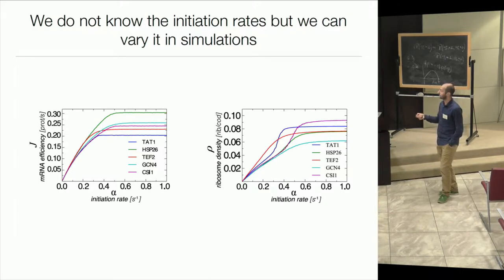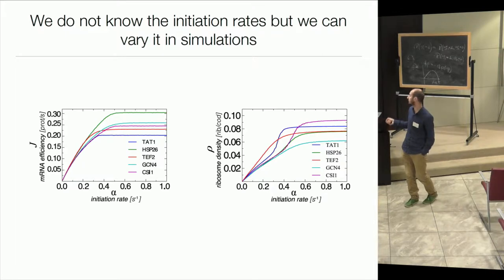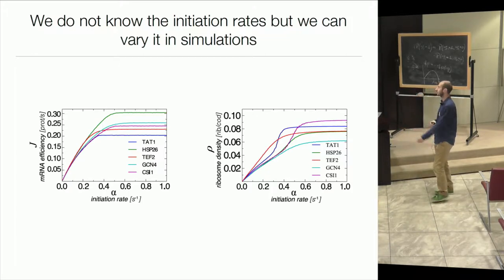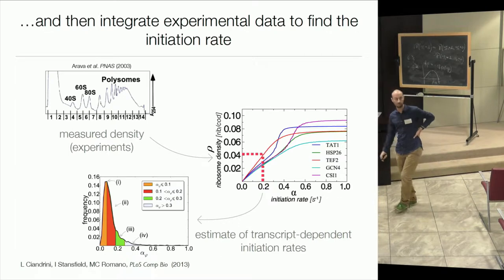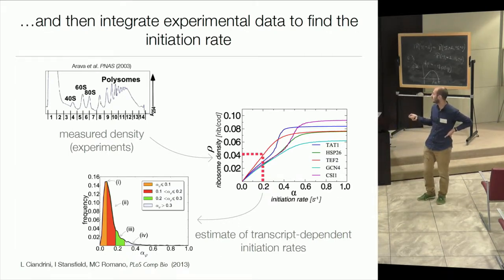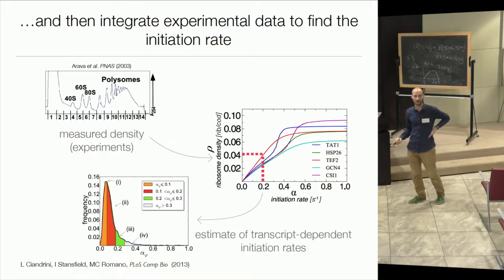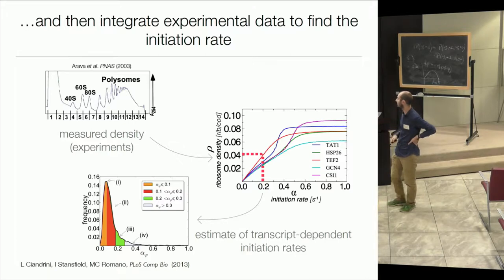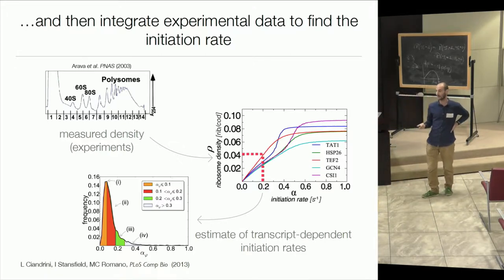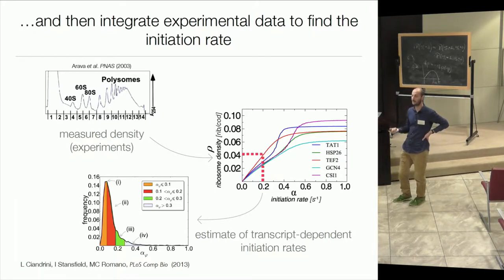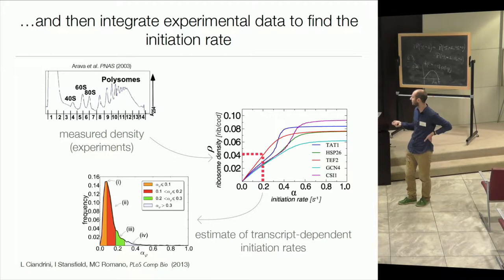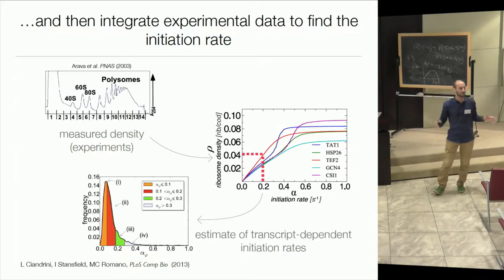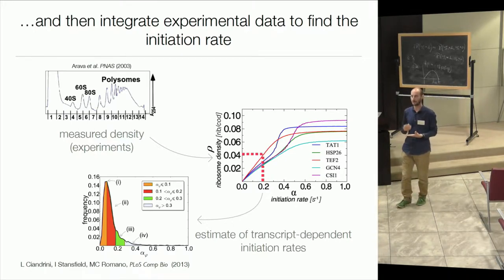This is what at the end of the day we were interested in, the protein production rate. But in order to get the physiological protein production rate, we needed to know the initiation rate. So we used experimental data, sucrose gradient densities, to get an experimental measure of the density for each transcript. From that, we could infer the initiation rate for each transcript. As far as I am aware, that was the first time that we could estimate transcript-dependent initiation rates. We saw a broad distribution of initiation rates that really depends on the transcript.